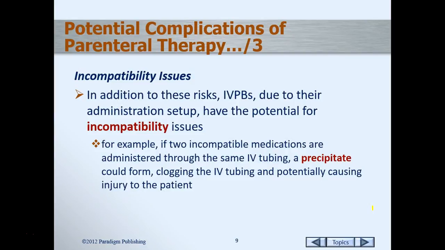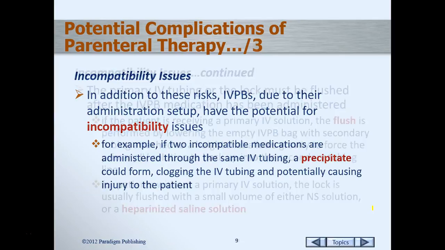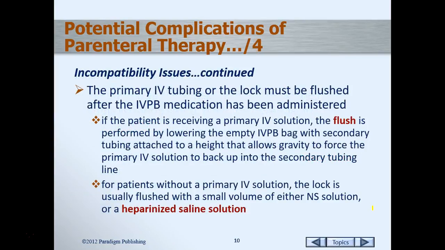Like with a large volume parenteral solution, incompatibility is also a concern with your small volume parenterals. So in addition to the risks, they're due to the incompatibility issues. So we usually piggyback these onto another line. So incompatibilities are potentially more common. We want to make sure that a precipitate doesn't form that could clog the tubing and cause injury to the patient. The primary tubing or the lock must be flushed after the piggyback administration.